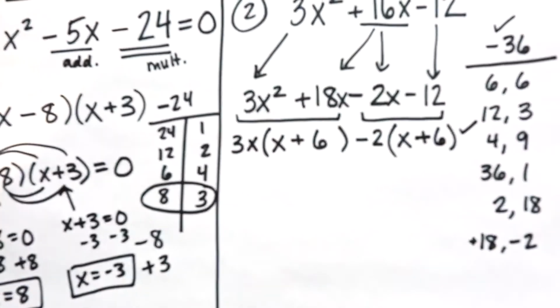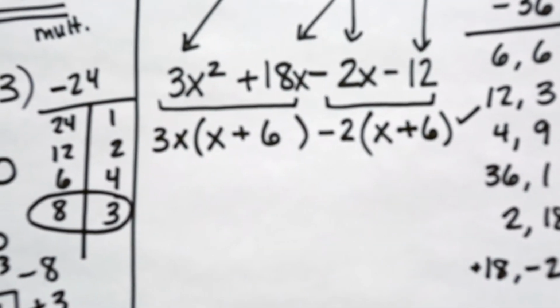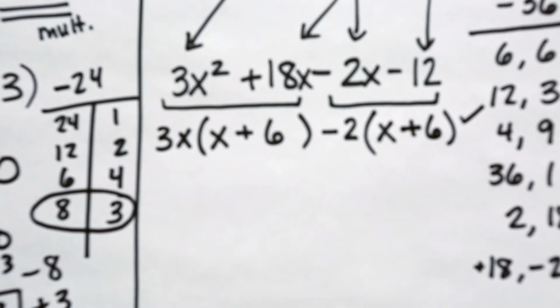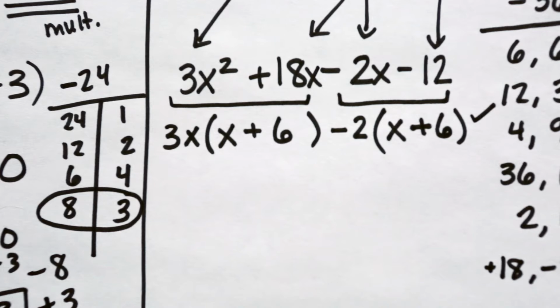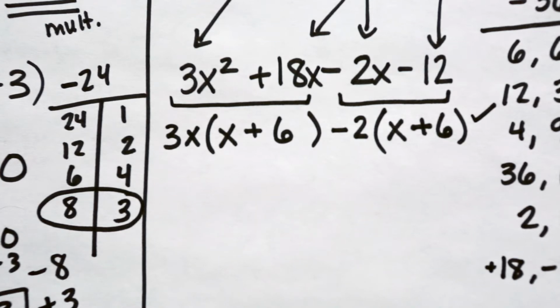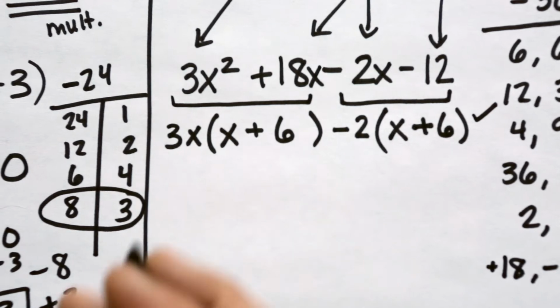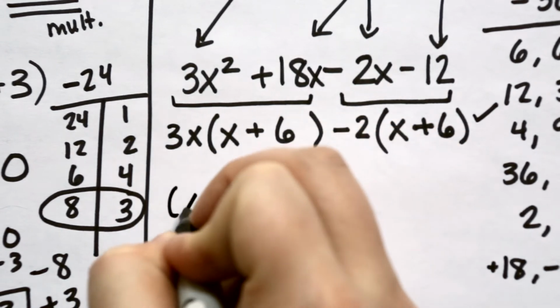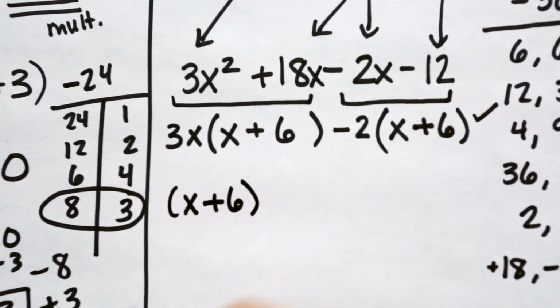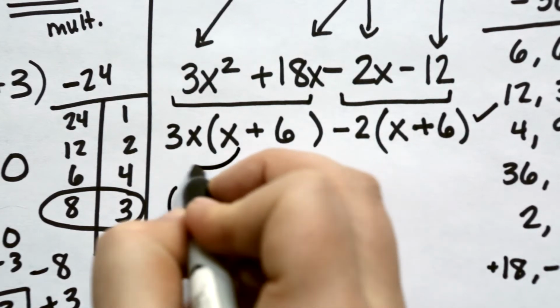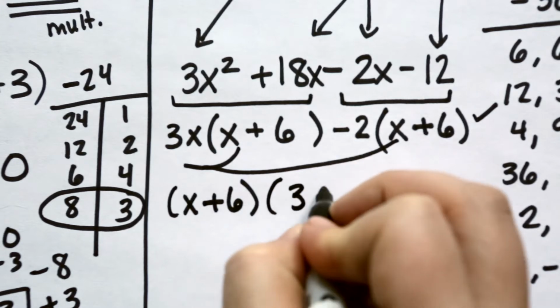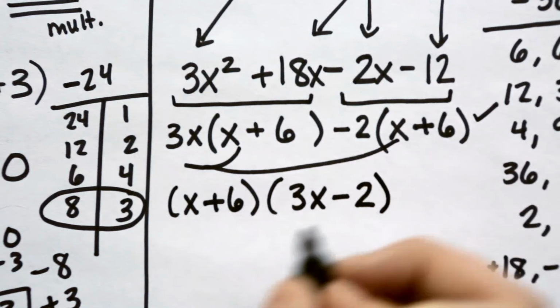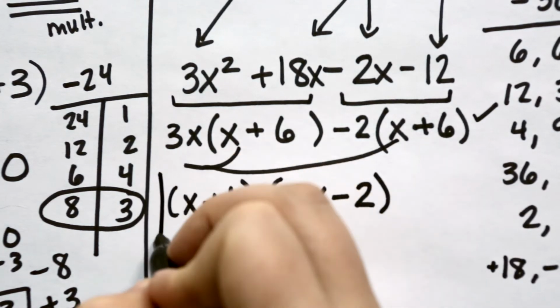I'm going to zoom in on this side. All right. So once we're here, we can treat x plus 6 as something that's been distributed to both of these pieces. So we can go ahead and factor it out to the front. So I'm going to take this out of both of those terms. They move to the front. And left over, I have a 3x minus 2. And it's completely factored.